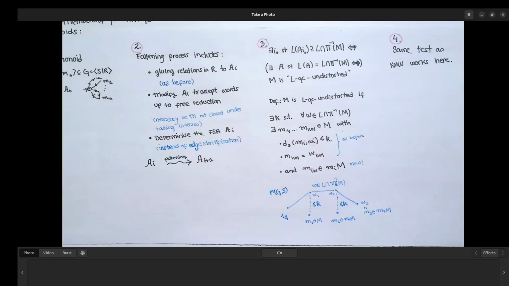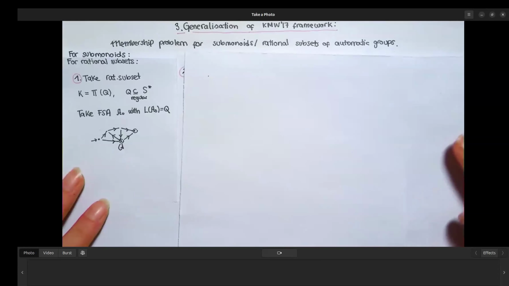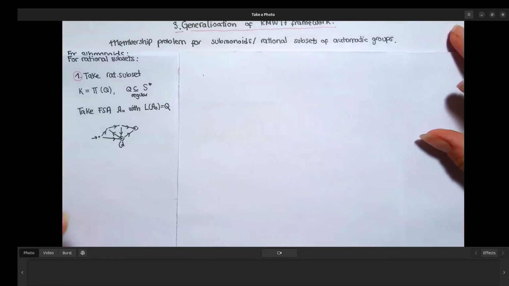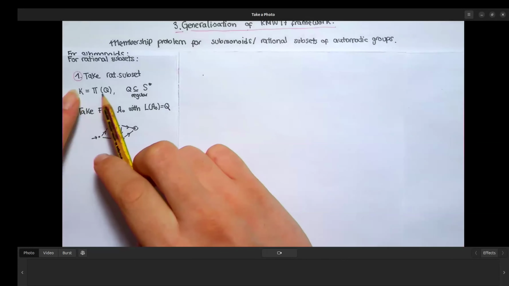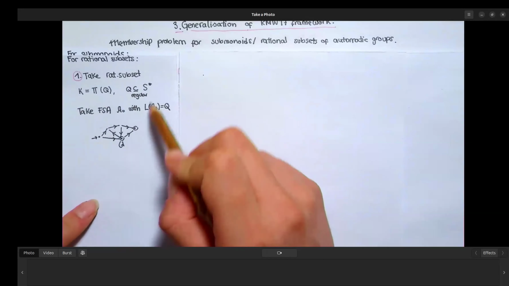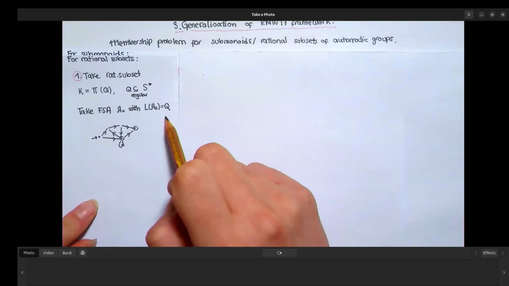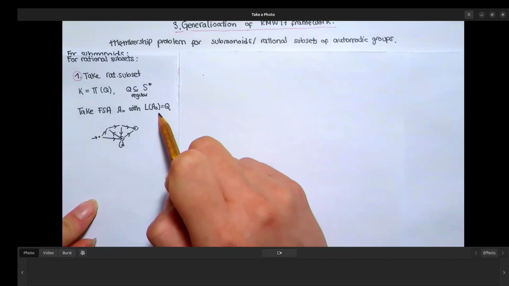So now we go to the rational subset case. Remember that a rational subset is just the projection on the group of a regular language. And so if we take a rational subset, it's given by a regular language, and a regular language is by definition a language that is read by a finite state automaton. So R_A0 in this case will be one of such finite state automata.